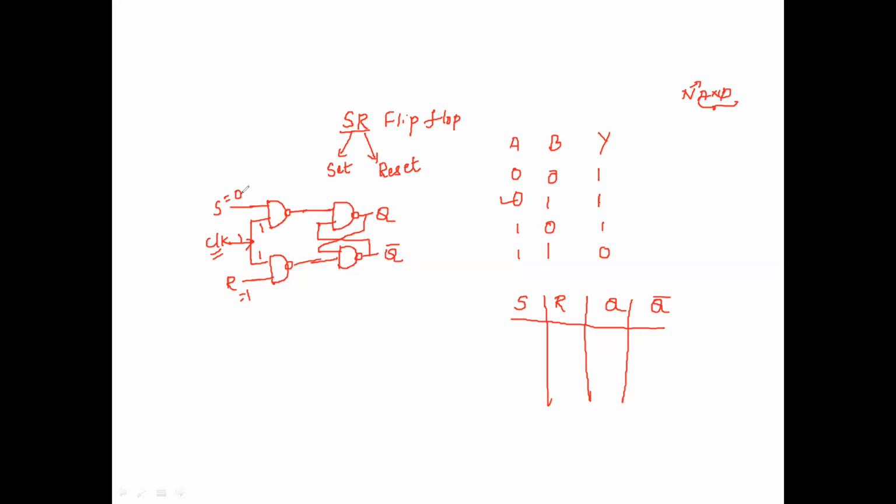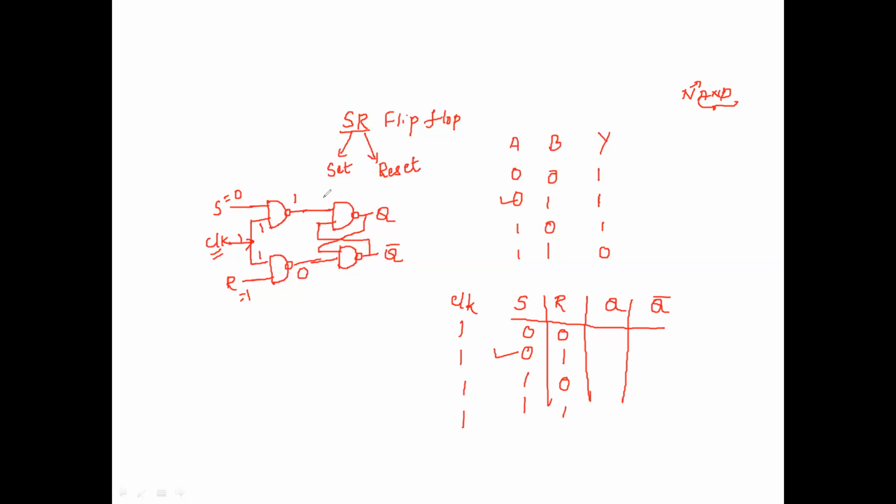See the NAND gates, whenever the inputs are 0 and 1. For the SR flip-flop, I'll have four combinations: 0 0, 0 1, 1 0, 1 1. Presently I am taking the condition when S is equal to 0, R is equal to 1 and the clock is high. The clock is high in all the cases. For the NAND gate, for inputs 0 and 1, the output is 1. For 1 and 1, the output is 0.